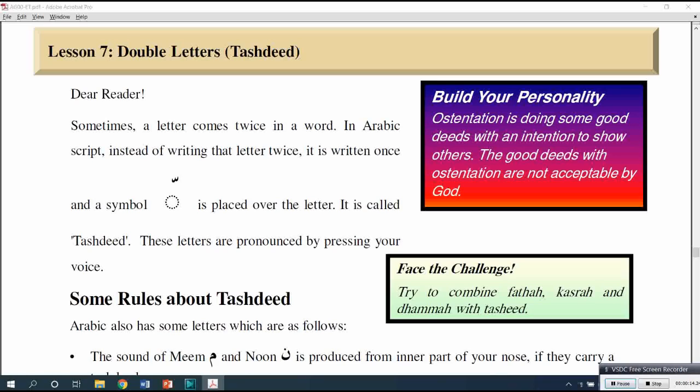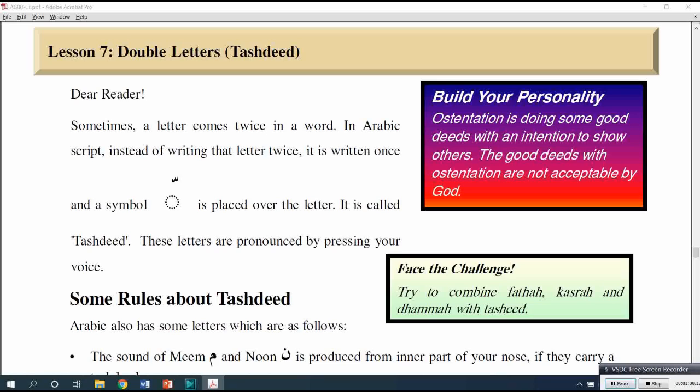Before starting, just for our personality development, some suggestions. Ostentation is doing some good deeds with an intention to show others. Good deeds done with ostentation are not acceptable to God. According to the Quran, when we do some good activity and our objective is just to show others, then Allah does not accept this goodness from us. So we should be careful about it.